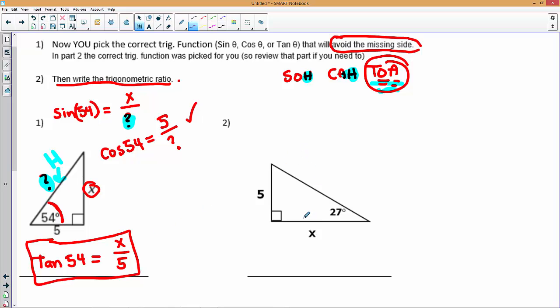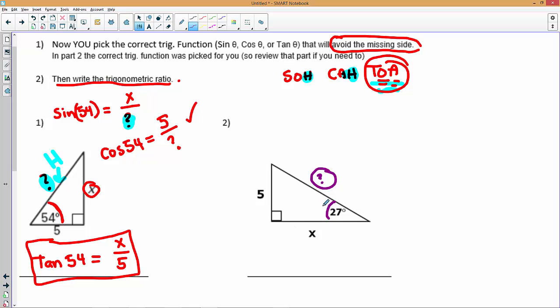Okay, now this problem here. If you saw what I did here, I want you to do the same thing here. I want you to use the 27 degree angle. I want you to try all 3 trig functions and see which one, a trig equation with the equal sign and the ratio. Find out which one and write the one that does not use this blank side, this question mark. Okay, go ahead, pause the video, try the next 3 problems, and then restart the video again.